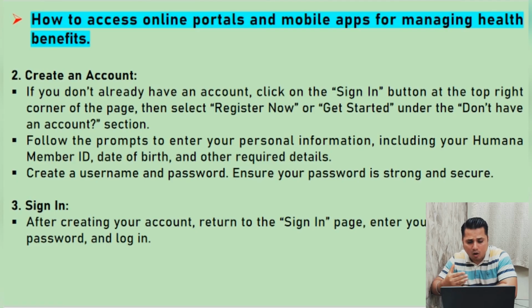If you don't already have an account, click on the sign in button at the top right corner of the page. Then select Register Now or Get Started under the Don't Have an Account section. Follow the prompts to enter your personal information, including your Humana member ID, date of birth, and other required details. Create a username and password. Ensure your password is strong and secure.